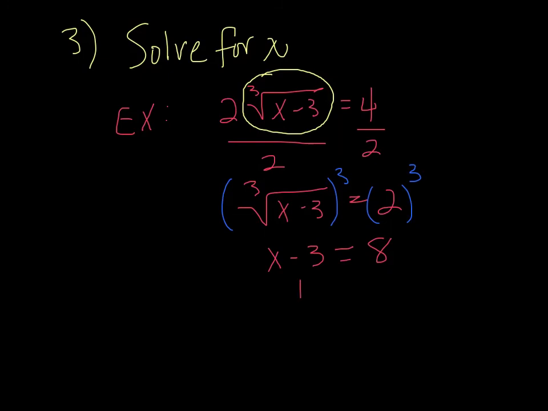Step 3, I'm going to solve for x. And x is equal to 11. You can always check this back in your original. If I plug in 11 for x, I get 11 minus 3, which is 8. I need to take the cube root of 8, which is 2, and 2 times 2 is 4. So this should always check back in your original equation.